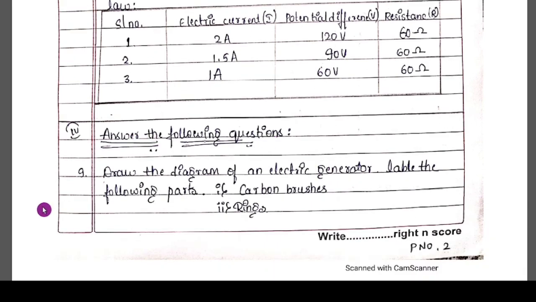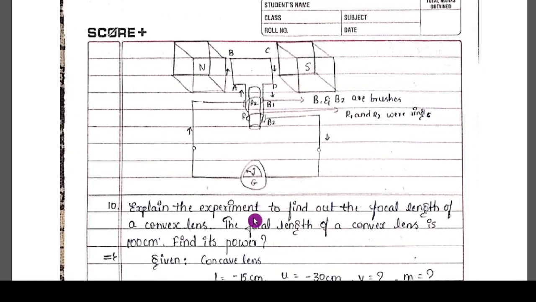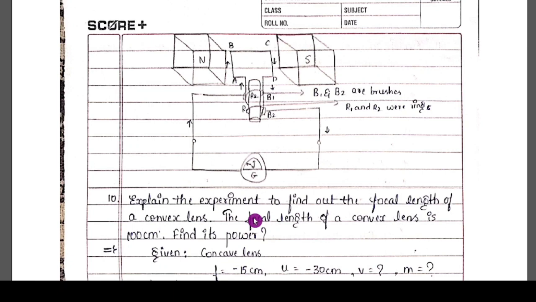Fourth main, answer the following questions. Ninth question: draw the diagram of an electric generator and label the following parts: carbon brush and rings. Children, I have already given which are the important diagrams. You have to practice thoroughly, so you will get the 2 marks for this diagram.